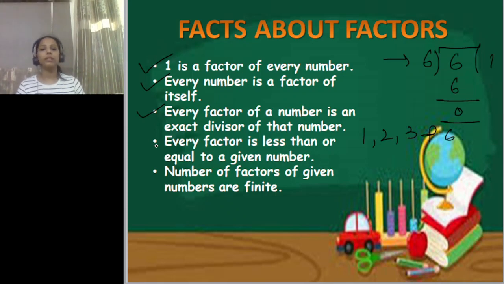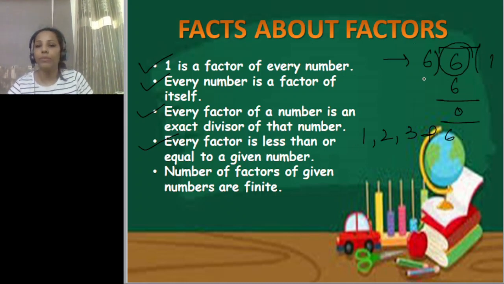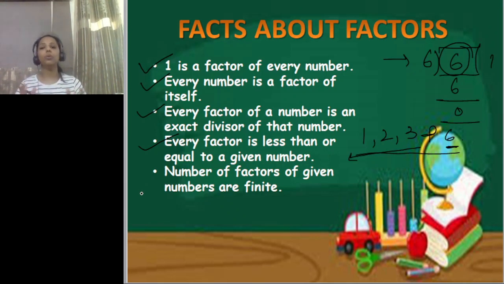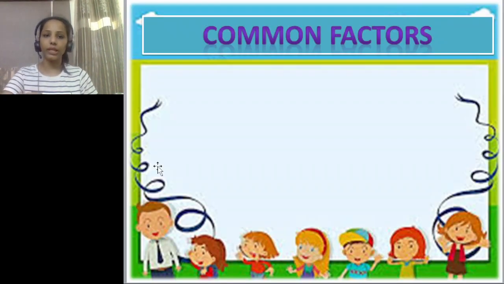Every factor is less than or equal to the given number. Yes, this is also true. Like if we have to find the factors of 6, all the factors of 6 are either equal to 6 or less than 6, right? Then the number of factors of a given number is finite, which means we can count them. So these were some facts about factors. Okay, let's move on to the next slide.